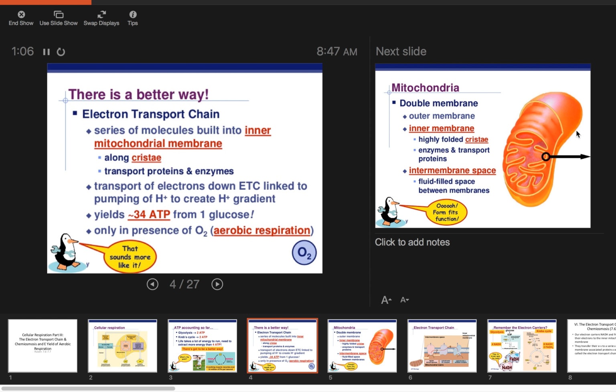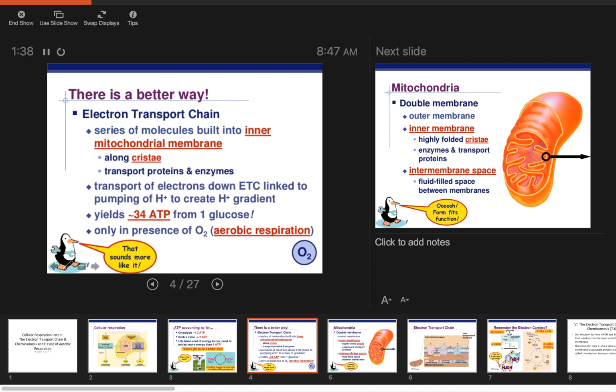It is the ETC. And so this happens in the mitochondrial membrane along the cristae, and there's just a bunch of transport proteins and enzymes that work together to shuttle across hydrogen protons, or we'll just say protons, build up a proton gradient, and then it's going to go through an enzyme called the ATP synthase to make approximately 34 to 38 ATP. The number is not exact, and this is just from one molecule of glucose. The only way that this happens is that there's got to be oxygen for it to occur. So this is aerobic respiration.